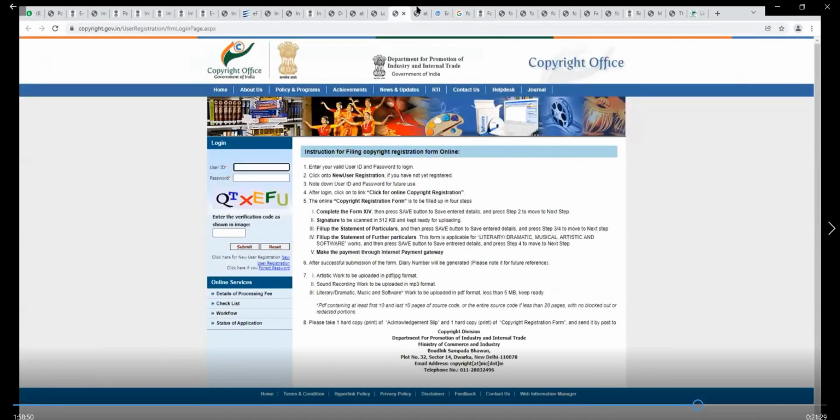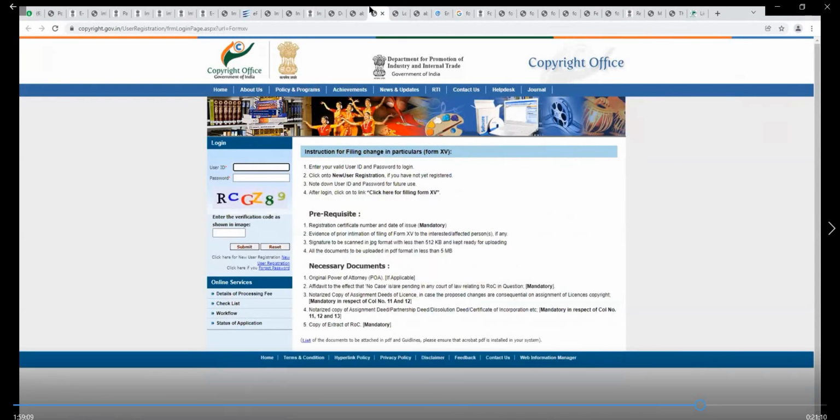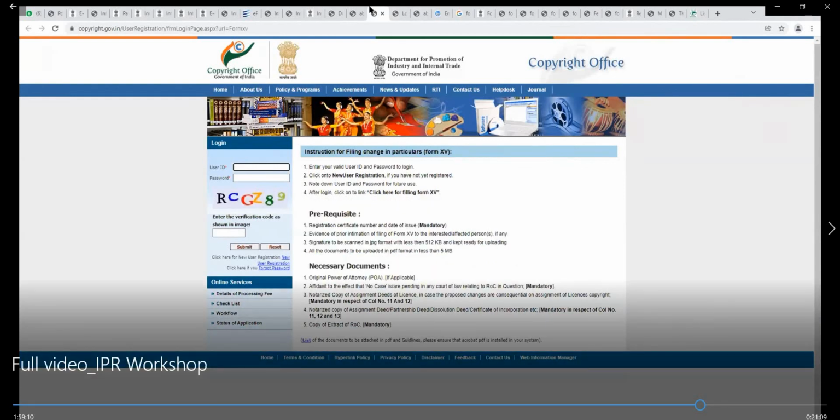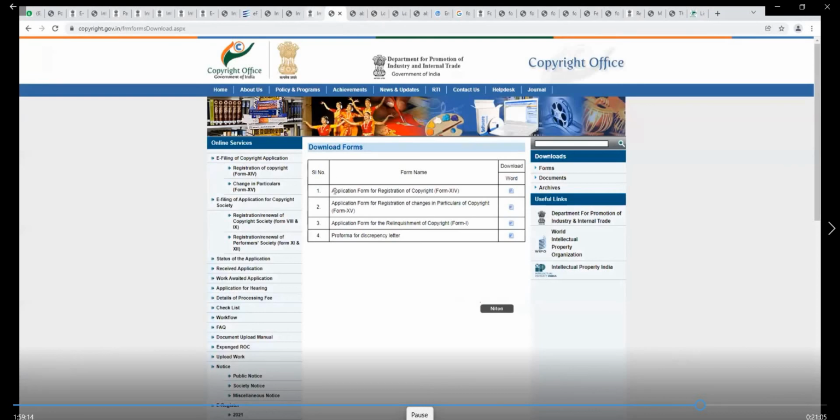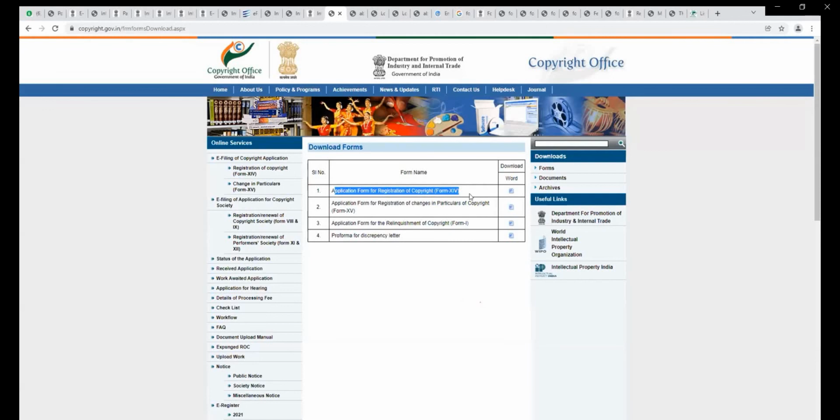Okay. So this is the copyright office. It looks like this. So you can see the copyright. How can you register? A set of forms are there for copyright along with the forms and fees. So you have to create an ID, password, everything over here, and then you have to file the copyright. So these are the application forms. The application for registration of copyright is form 14.